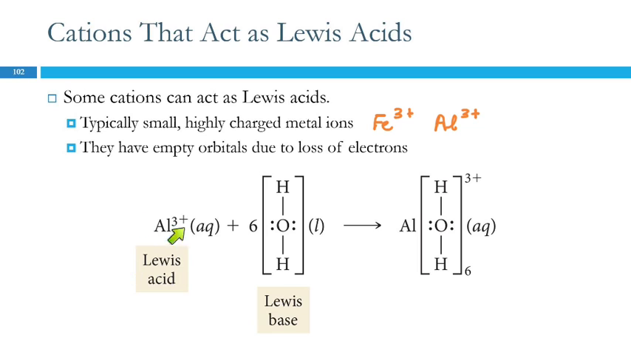So here's aluminum 3 plus. Its valence orbitals are empty, right? So here we've got 6 water molecules, and they've got lone pairs. And so they're going to donate lone pairs to the aluminum. The aluminum is accepting the lone pairs, so it's acting as a Lewis acid. The water is acting as a Lewis base. And so then we end up with 6 of these around the aluminum. And that's the picture we saw. We saw the aluminum with 6 water molecules around it.